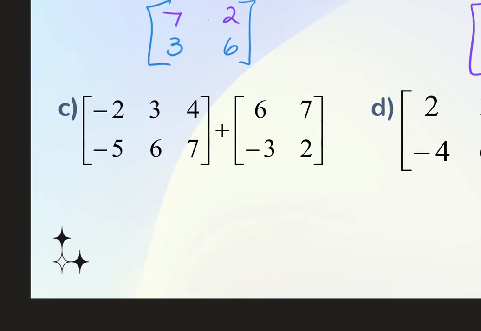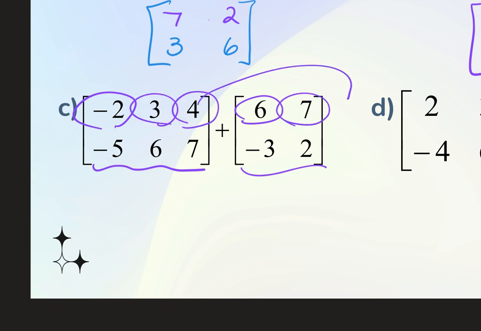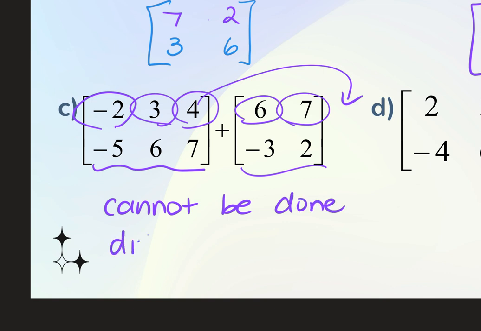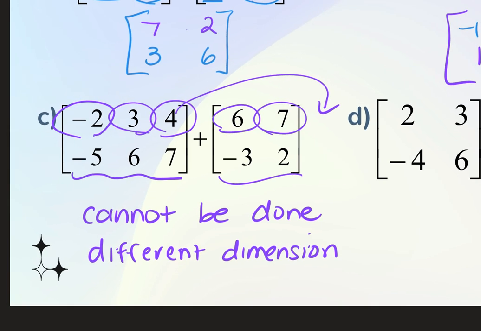Now what? It can't be done. This is a 2 by 3, and this is a 2 by 2. If you tried to do it, you would add this one to this one, you would add this one to this one, and hopefully you would realize there's nothing to add that to. But before you even waste your time doing that work, you want to check. So this cannot be done. Different dimensions could be a reason. Or dimensions not the same, or order not the same, or something like that. On WebAssign, I think you put the word impossible in all capital letters.